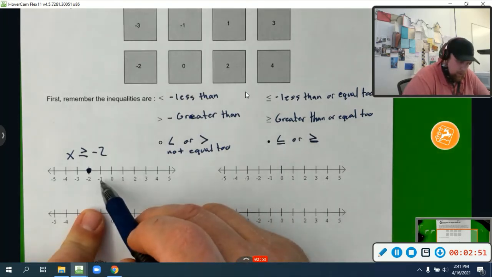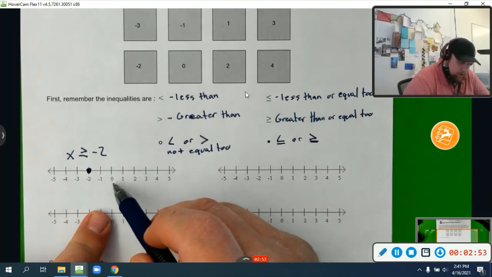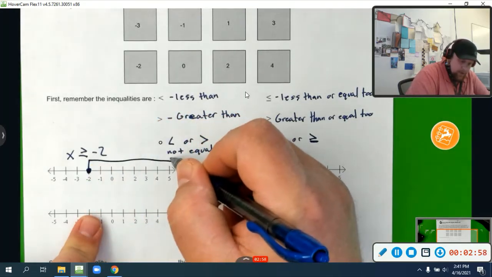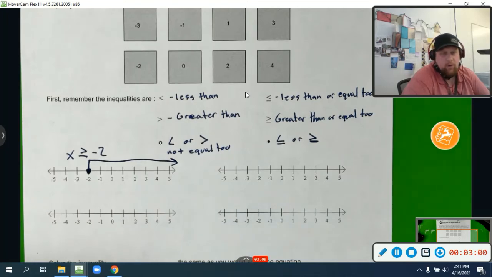And then where are the values of x that are greater than or equal to -2? Well, -1 is greater than or equal to -2. 0 is greater than or equal to -2. So this side, I'm going to draw an arrow over representing all the values of x that are greater than or equal to -2. And that's all we're doing. That's it in a handbasket.